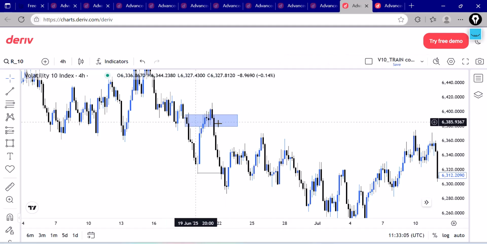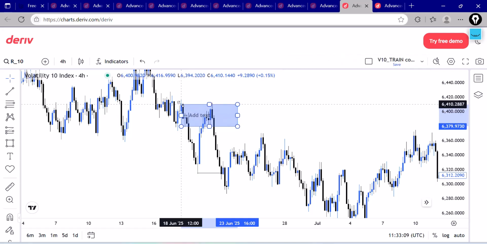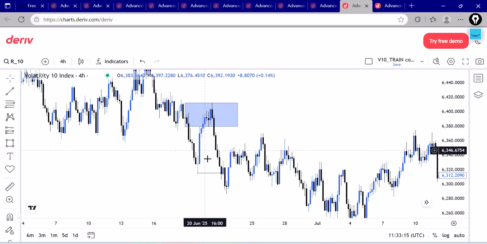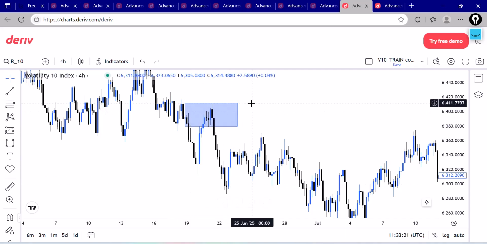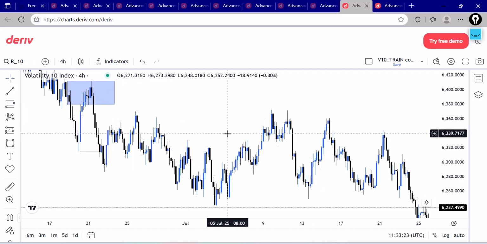But if we go to a lower time frame, we'll have something like this here. So this is an impulsive movement, and then this imbalance, and then when price came back here, it sold massively.